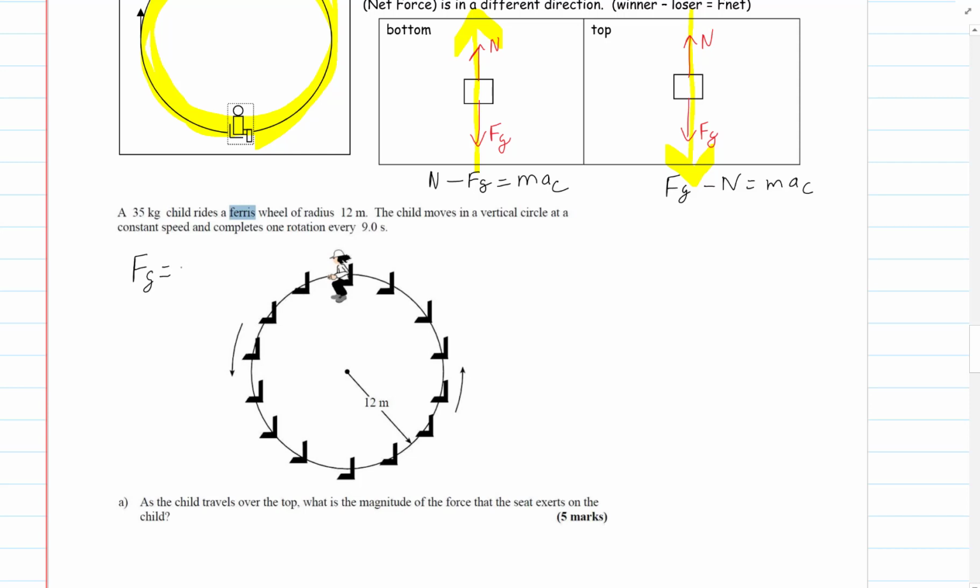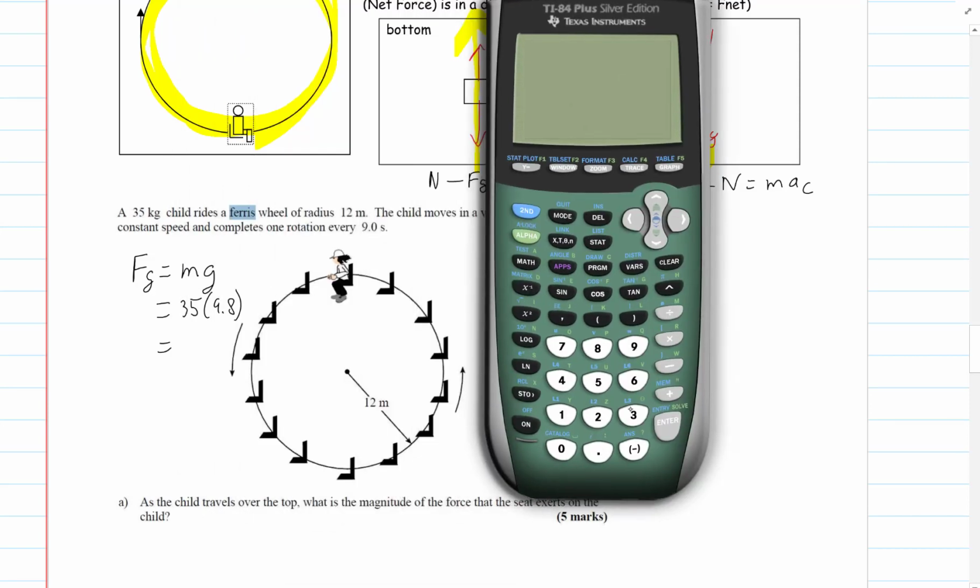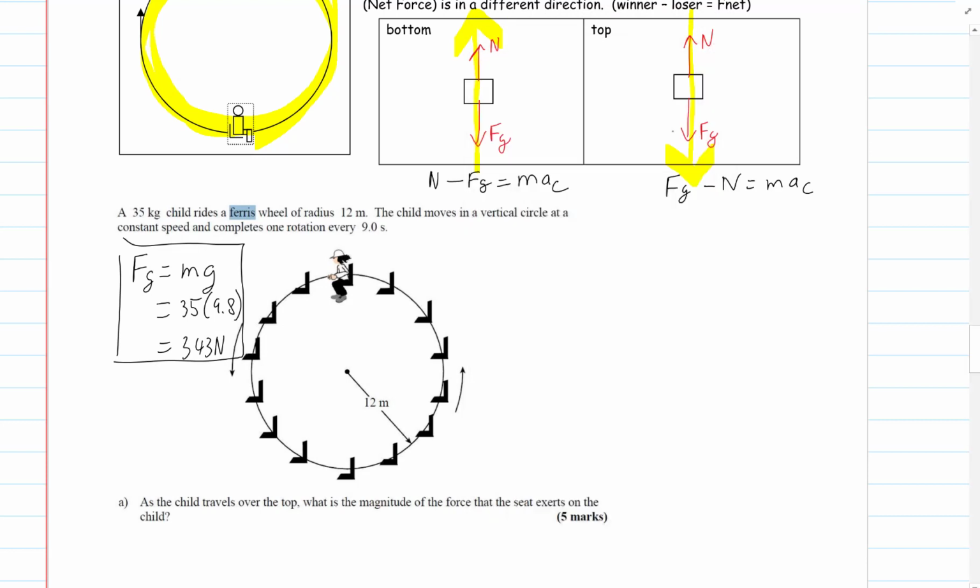His force of gravity. Let's calculate his force of gravity, mg. 35 times 9.8, and that's going to be 343, I think. Okay, so that's his weight. And at the top of the ride, let's draw the free body diagram, even though I have it right above there. The normal and the force of gravity, and the force of gravity has to be winning because that points towards the center of the circle.